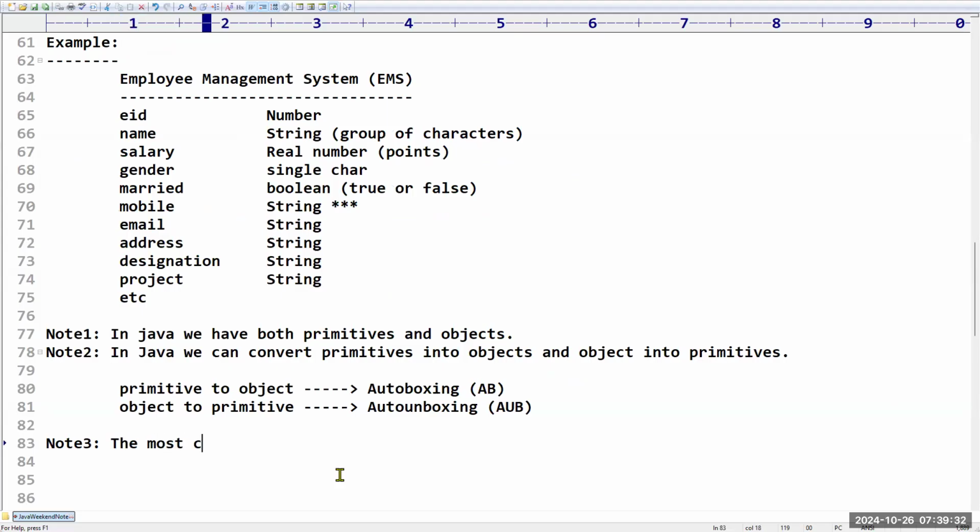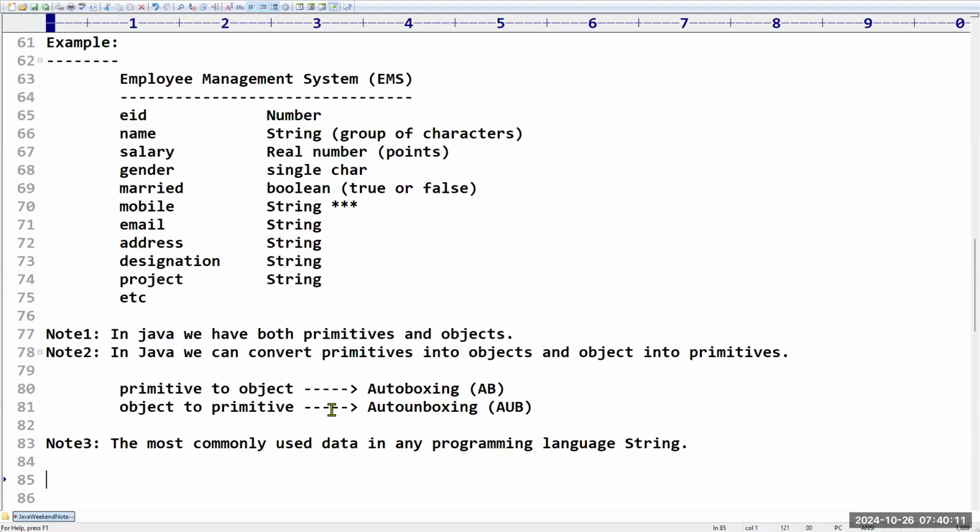The most commonly used data in any programming language, not only Java. If you are taking any programming language, the most commonly used data is nothing but what? It is always a string. That's why every programming language gives high priority to string. So these are just the introduction to Java data types.